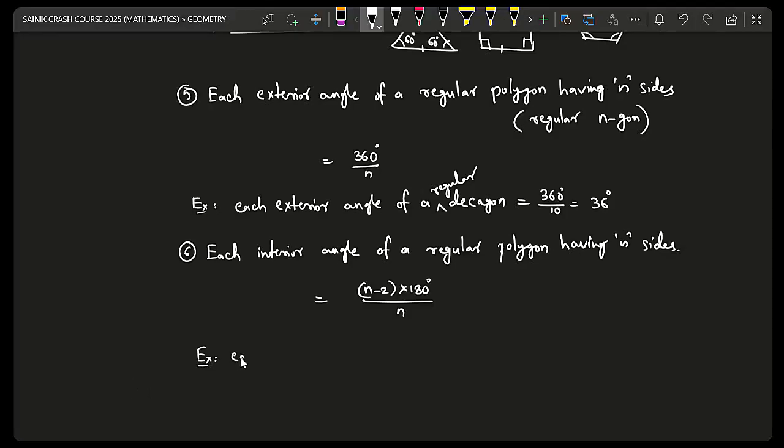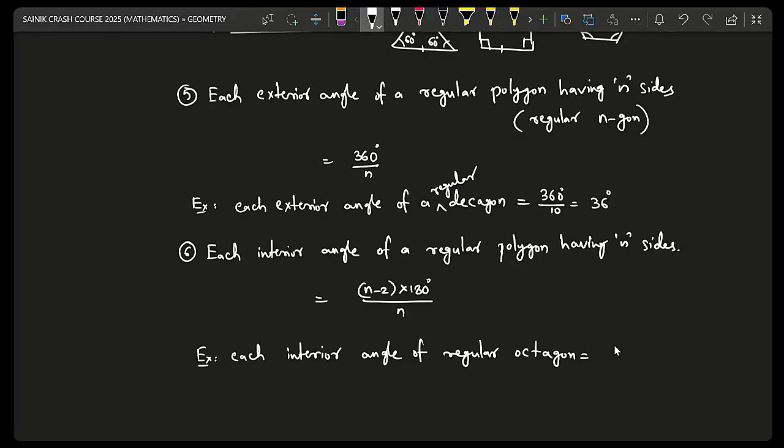Now I'm asking you a different question. What is each interior angle of a regular octagon? Can you see the answer for this? What is each interior angle of a regular octagon? Octagon means, you know, the number of sides.